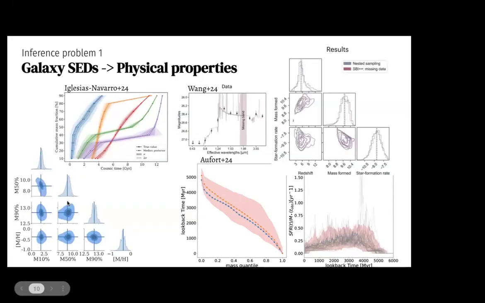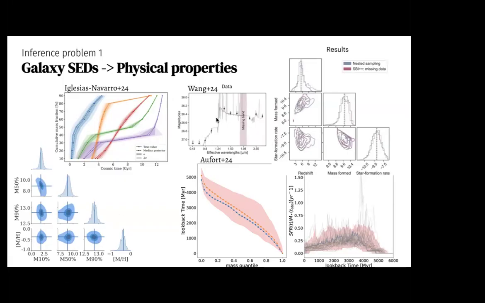So if I increase one and decrease the other in this direction, then that's still consistent with the observations. But for all the others, it doesn't really matter. They're uncorrelated with each other.